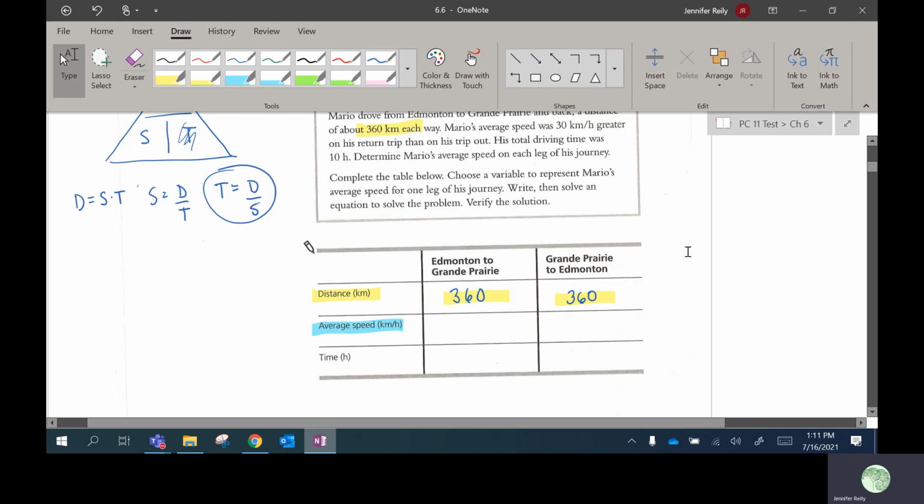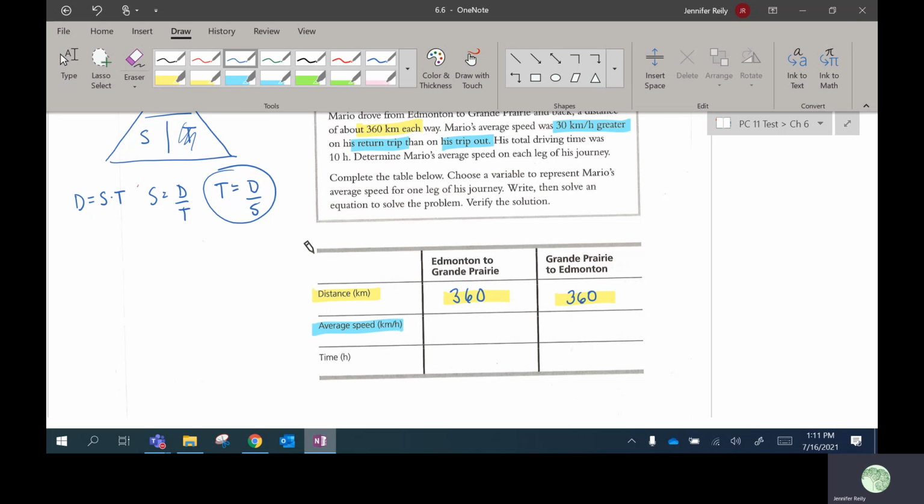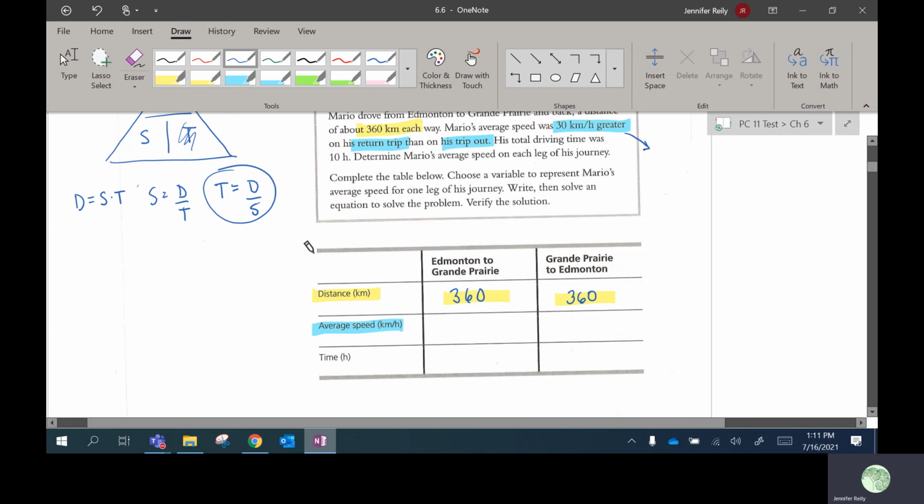It says Mario's average speed was 30 kilometers per hour greater on his return trip than compared to his trip out. In a question like this, typically you're going to have something that you don't know. So they don't actually tell us what his speed was on the trip out. They just tell us that on the way back, it's 30 kilometers per hour faster. So let's make a variable here. Whenever you don't know something, make a variable. Let x be the speed on the way there.